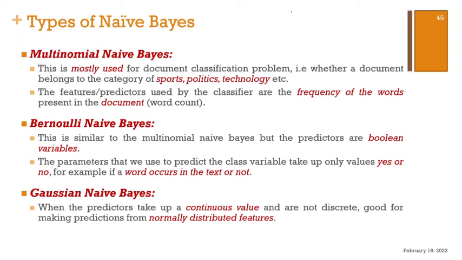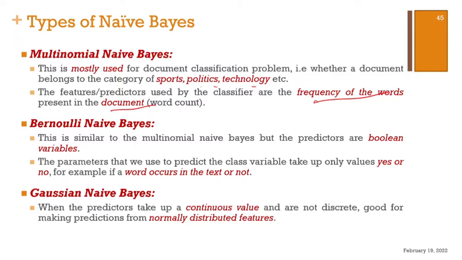However, towards the end, we say we have types of naive Bayes. There are a couple of types of them. We have the multinomial naive Bayes, which is mostly used for document classification problems, whether a document belongs to a category of sport, politics, or technology. These days you just go online, and when you search, you try to say category. There are lots of applications of text categorization. The features or predictors used by the classifier are the frequency of the words present in the document.